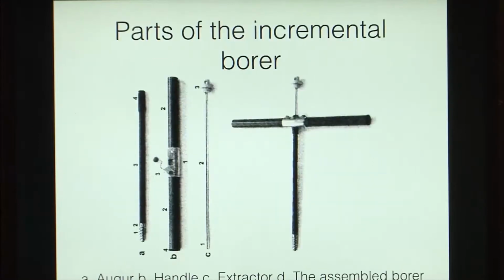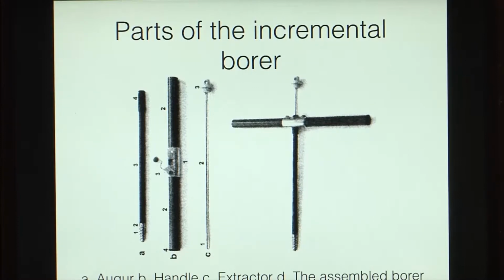An increment borer is used in a very similar fashion to that of the bark gauge. So, this slide now tells us the parts of the increment borer. It has three parts. If you go from left to right, it has an auger, a handle and an extractor, and at the very end we see an assembled borer.